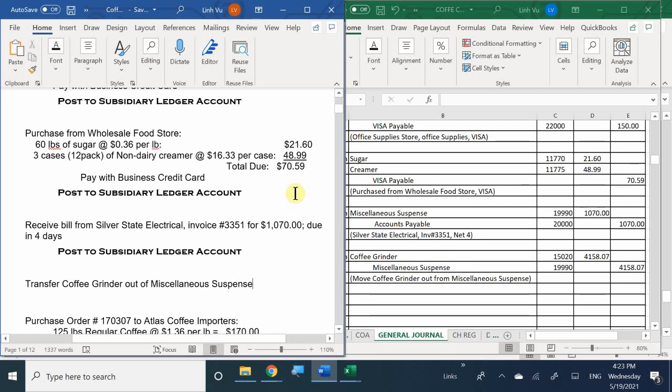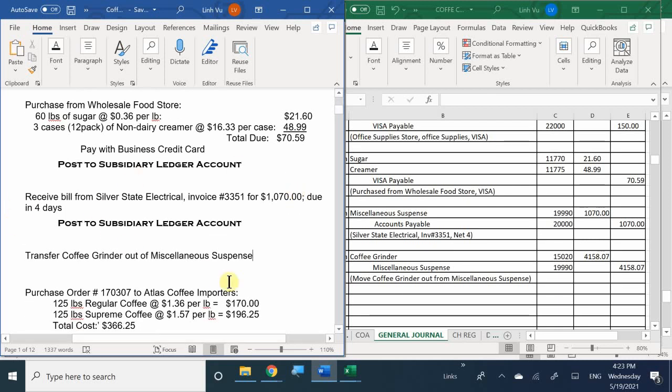Yeah, yeah. So now we go to the next scenario. Yes, because this is an internal transaction, right? Moving the coffee grinder out of miscellaneous expense has nothing to do with anybody. It's an internal thing that you're doing within your account. You didn't deal with the vendor. You didn't pay somebody to move it out from miscellaneous expense. So in this case, we can move on to the next transaction.